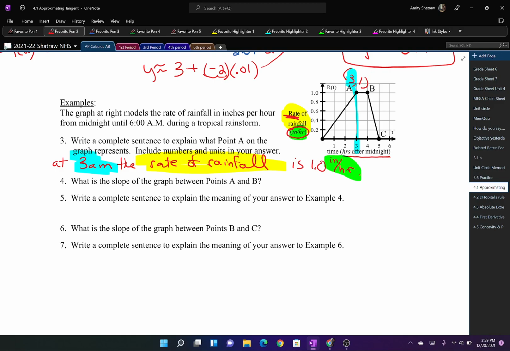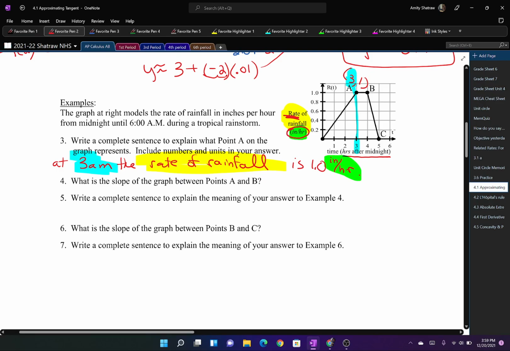Now he says, what is the slope of the graph between points A and B? I already mentioned that. I was already noticing that slope was 0. And he says, please write a complete sentence to explain the meaning of our answer to example 4. So we're saying that we were starting at 3 a.m. and then we were going to 4 a.m. So between 3 and 4 a.m., the rate of rainfall is, ready? It's constant.